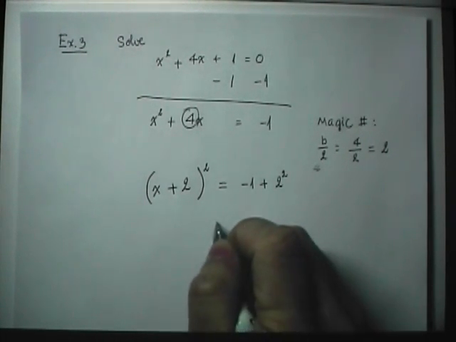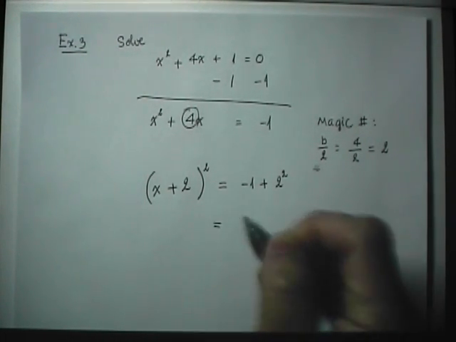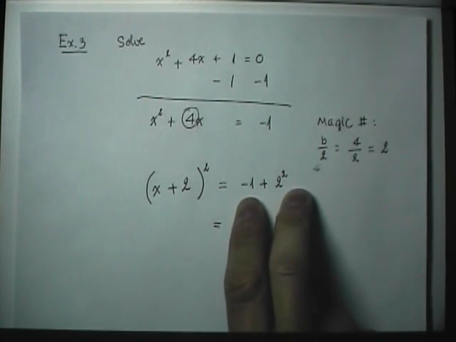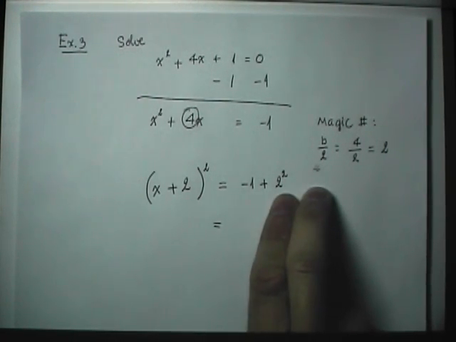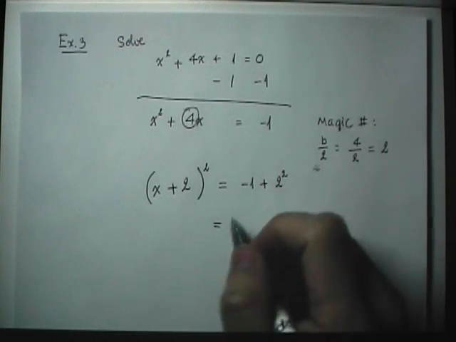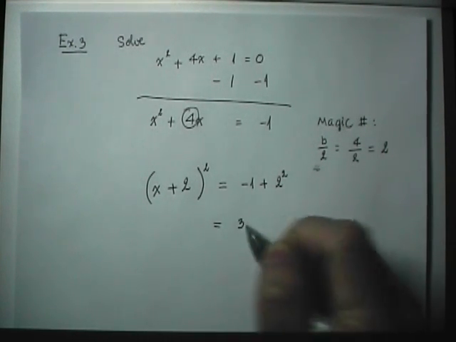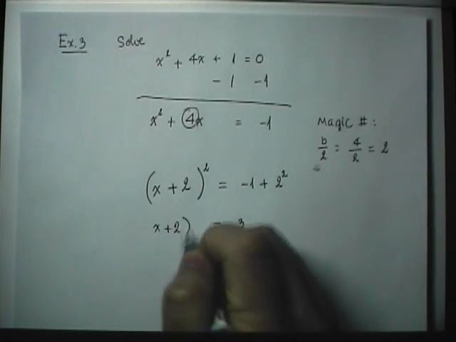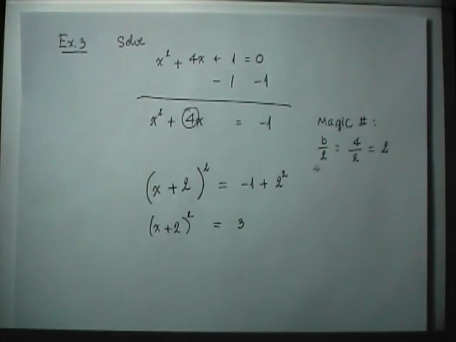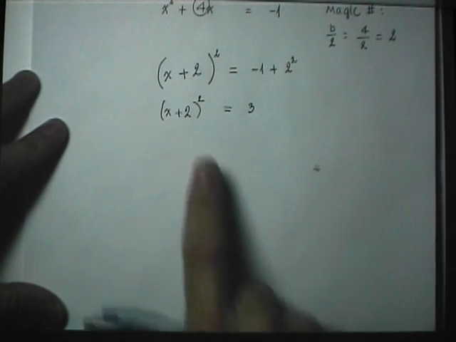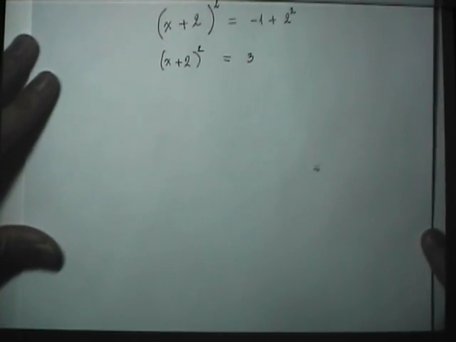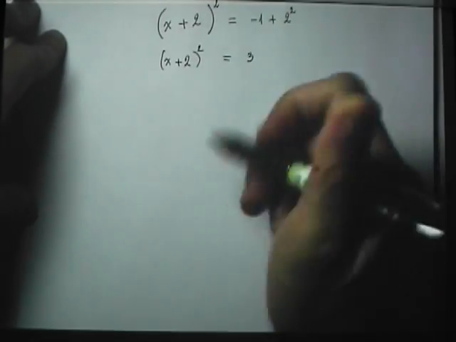Now let's go ahead and clean up the equation by evaluating the right hand side. Negative 1 plus 2 squared, which is 4, equals 3. And my left hand side is x plus 2 quantity squared. So now the equation is one where I can simply use the square root property to solve for it.